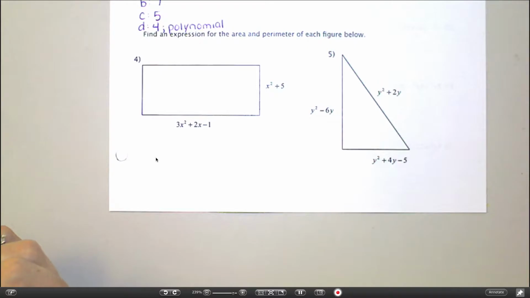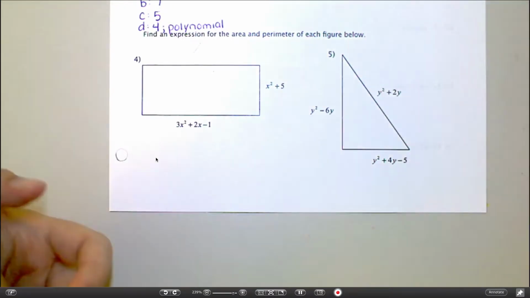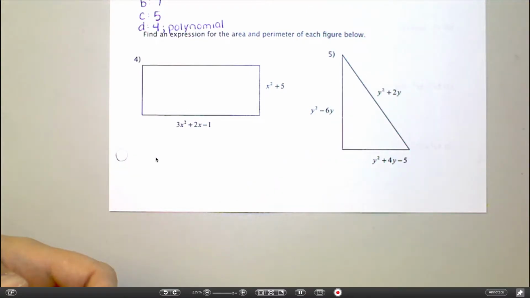Okay, so let's talk through 4 and 5. It's asking you for perimeter and area, and those are two different things. I want you to slow your brain down for a second and think about, how do you find perimeter of anything, ever? Anna? You add up all the sides. So whatever shape I give you, to find perimeter, we're just adding up all the sides.